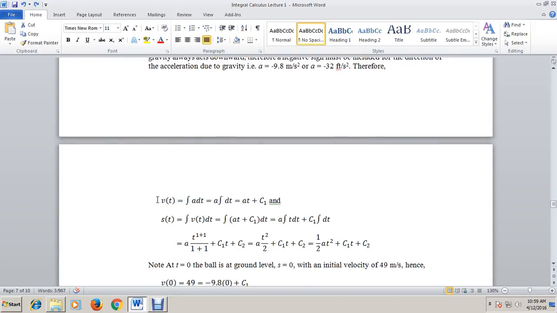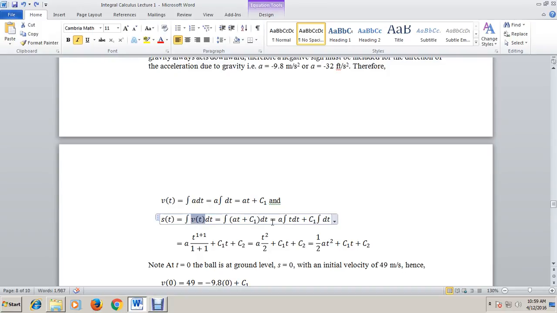Okay, so we are now at this part of the solution. We have found an expression for the velocity as a function of time, and that expression v of t is equal to at plus c sub 1. Next step is to find an expression for s of t. Now recall s of t is equal to the integral of v of t dt. Since we have already found v of t, we can replace v of t here as at plus c sub 1 dt.